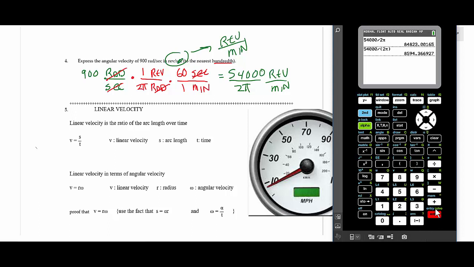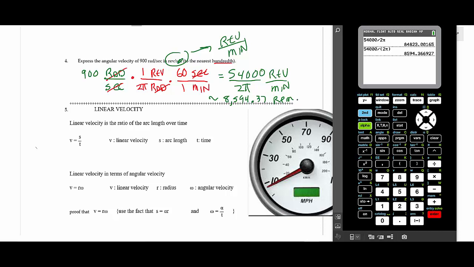Okay, so that answer of the problem would then be 8,594, and I'll round that to 2 decimals, so that's 37, and you can put RPMs on that for revolutions per minute like that. Okay, does that make sense why I put the parentheses around the 2 pi? That's a big deal. Pay attention to that. Good rule of thumb: if you're putting in a division problem in a calculator, numerator in parentheses, denominator in parentheses. That's a good rule of thumb to follow.